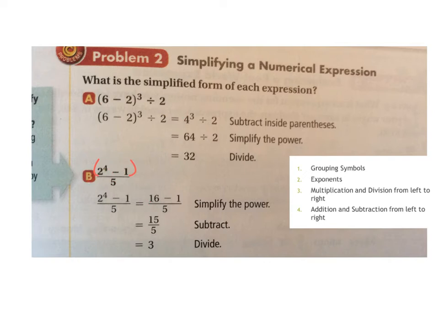So finish with your grouping symbols. So that's exponents within the grouping symbols. Now we have to deal with the grouping symbols themselves. 16 minus 1 is 15. And then we're down to division. 15 divided by 5 is 3. And there you go. The hardest part to remember sometimes is that fraction bar can be a grouping symbol.